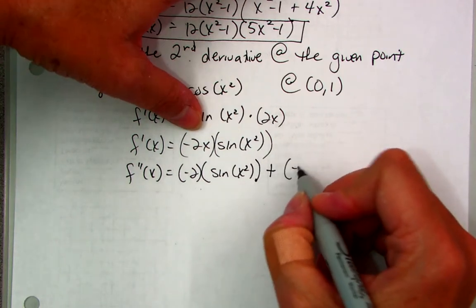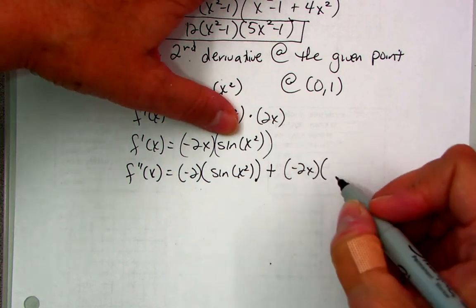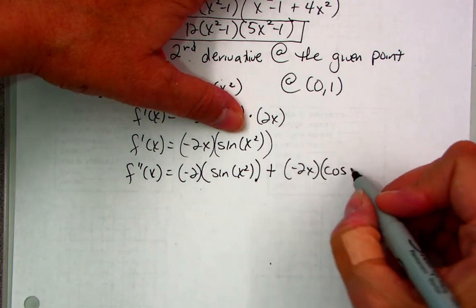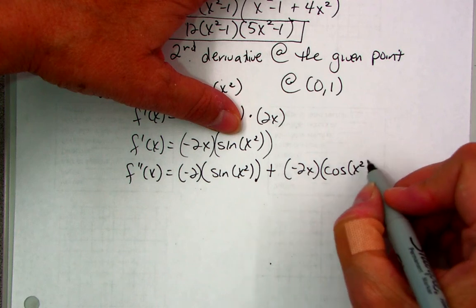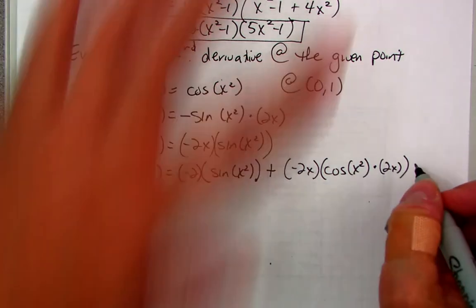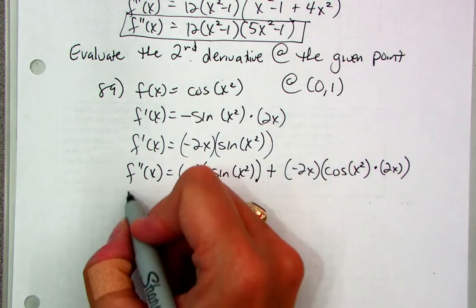Plus, leave the first. Take the derivative of the second. Now I'm going to have to use the chain rule. Derivative of sine is cosine times the derivative of the inside. Now I'm just going to go and clean this up.